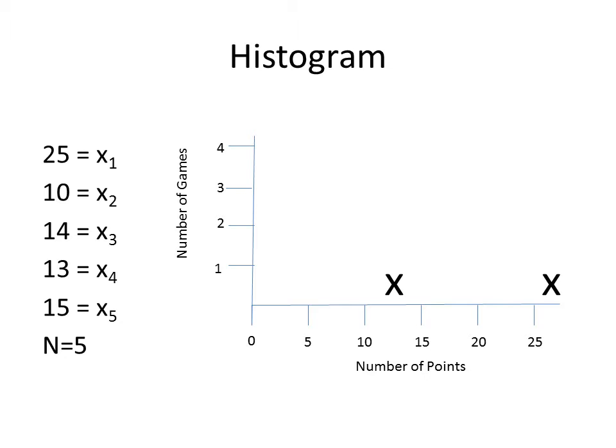14 lies in the 10 to 14 range, so I put a mark there. Note that there's already a mark there, so I just place it on top of the other one. Filling in the rest of the values, I now have my histogram. With this histogram, I can see at a glance that during 3 games, he scored between 10 and 14 points, while he only had 1 game in which he scored between 25 and 29 points. It seems that chances are he's more likely to score between 10 and 14 points during Sunday's game.